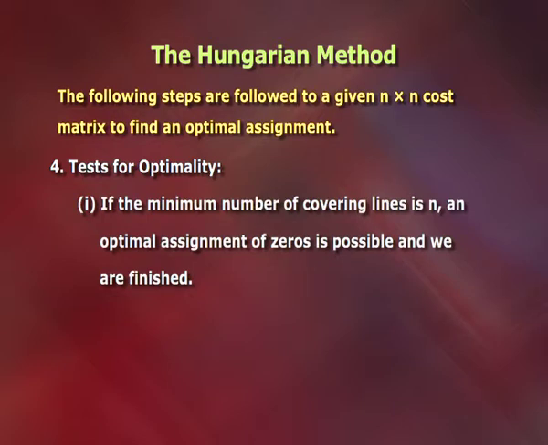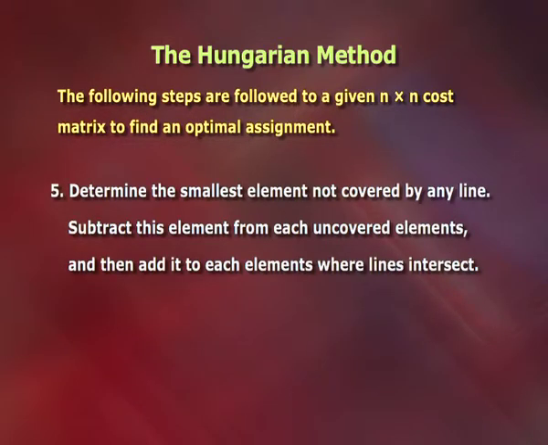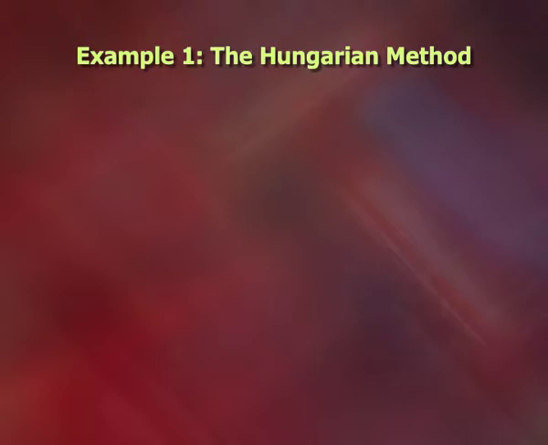Step 4. Test for optimality. First, if the minimum number of covering lines is n, an optimum assignment of 0 is possible and we are finished. Second, if the minimum number of covering lines is less than n, an optimum assignment of zeros is not yet possible. In that case, proceed to step 5. Step 5. Determine the smallest element not covered by any line. Subtract this element from each uncovered element and then add it to each element where lines intersect. Then return to step 3. Let us understand the Hungarian method with an example.